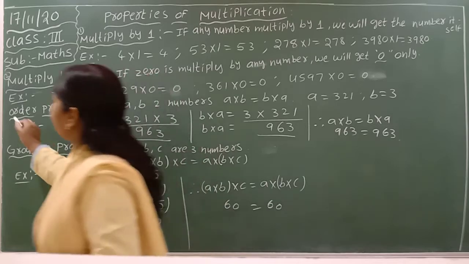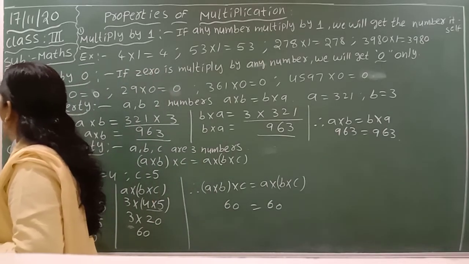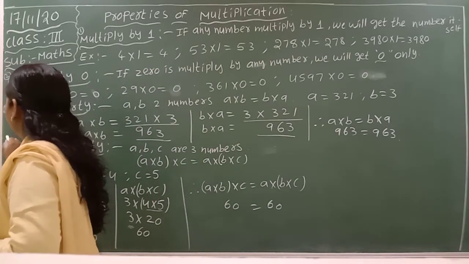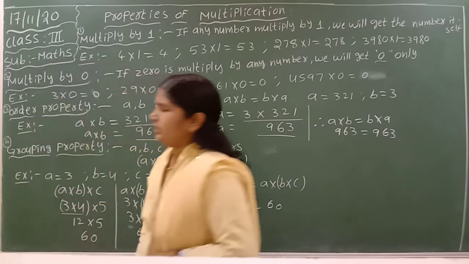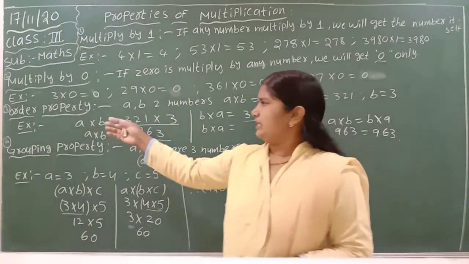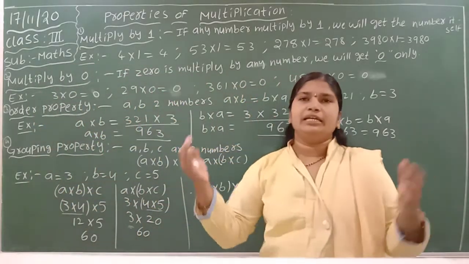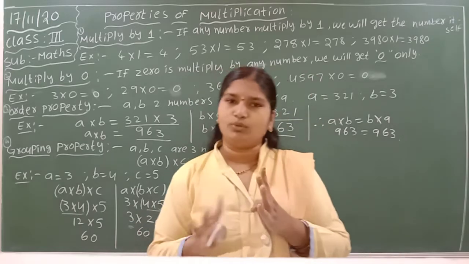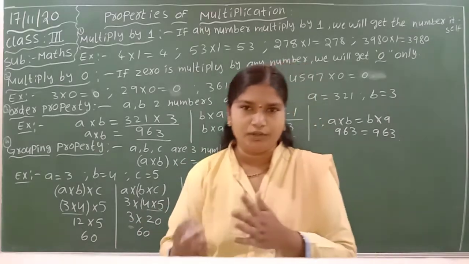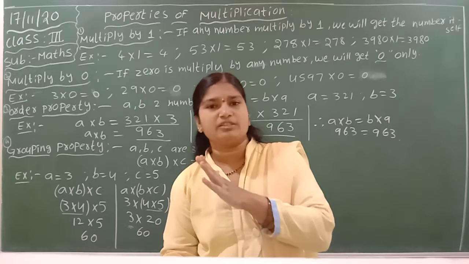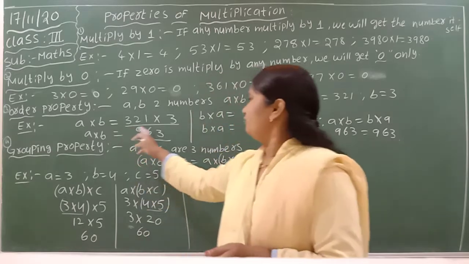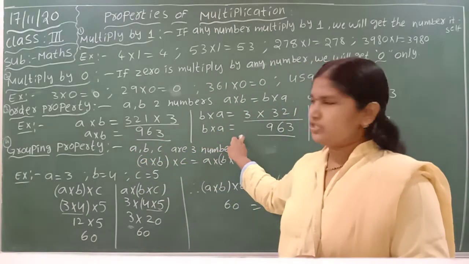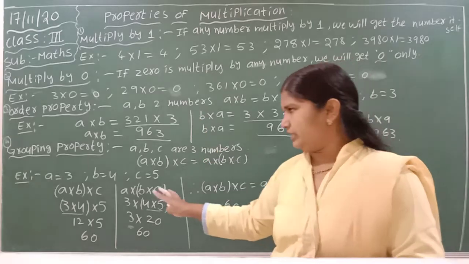Next, the third property is order property. Fourth one, grouping property. Order property is nothing but if you take A and B two numbers, if you multiply A into B or in the reverse order, B into A, then you will get the same number. It is known as order property.